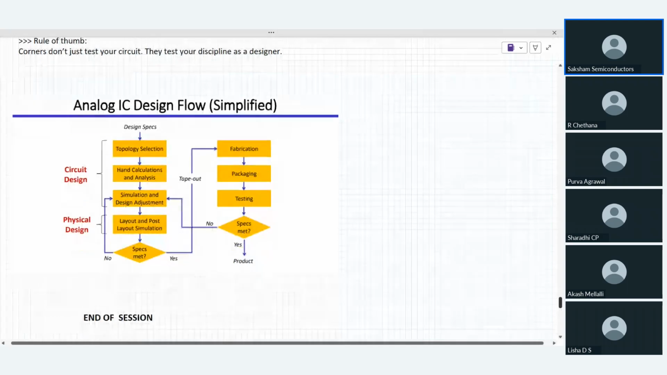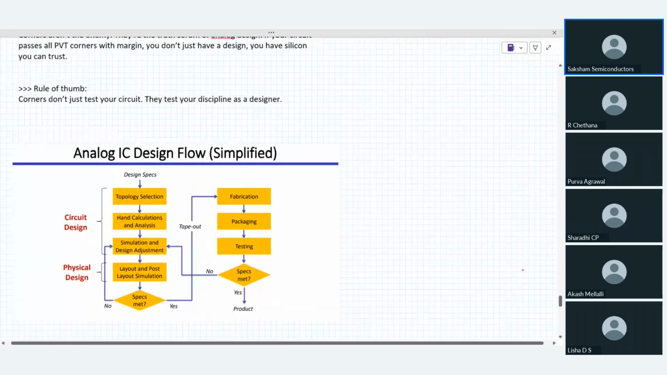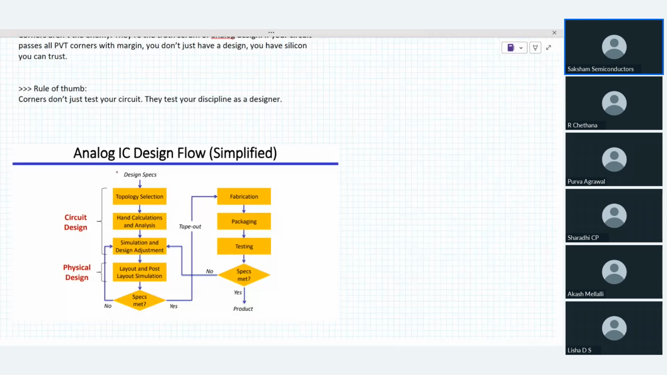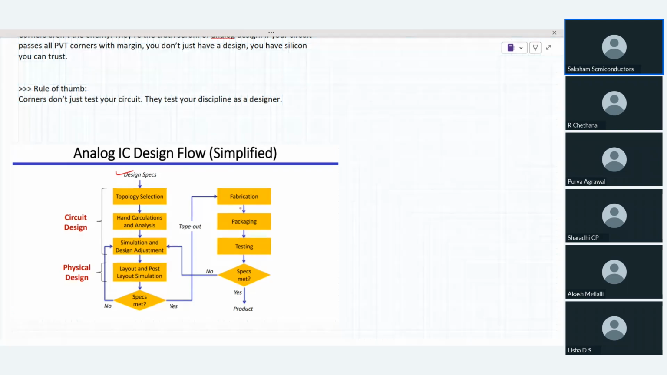And here comes your final analog IC design flow structure, and this is a simplified version. We start with the design specifications, select the topology, do some hand calculations, and then go with the simulation, do some layout and post layout simulation, check whether the specification is met, and then it goes for the fabrication.